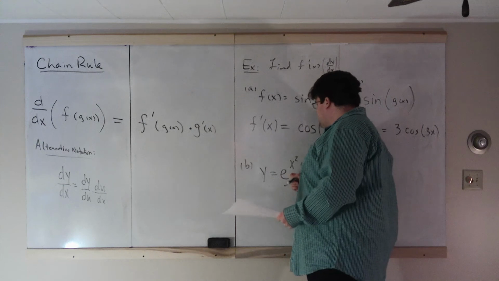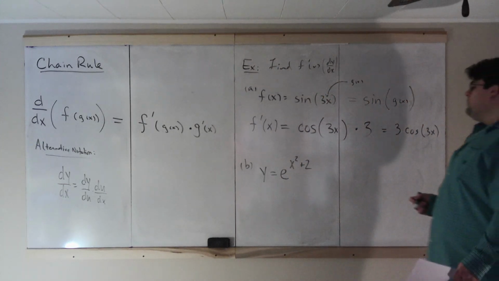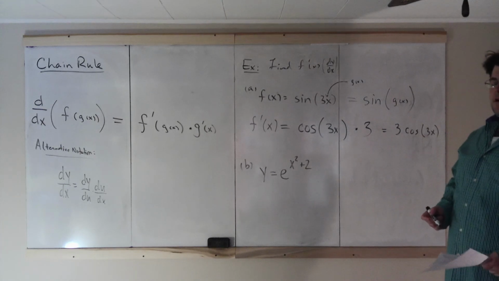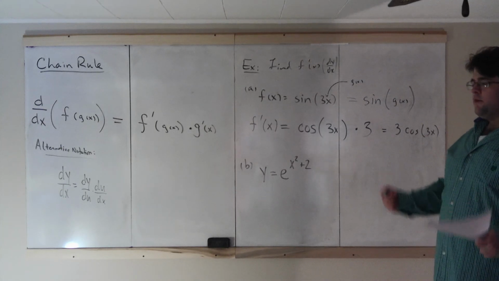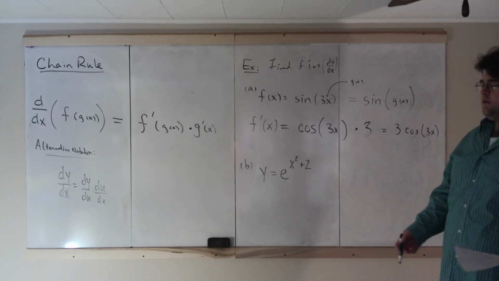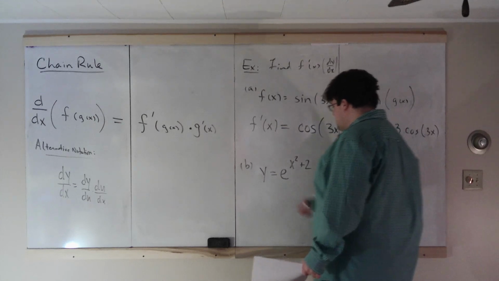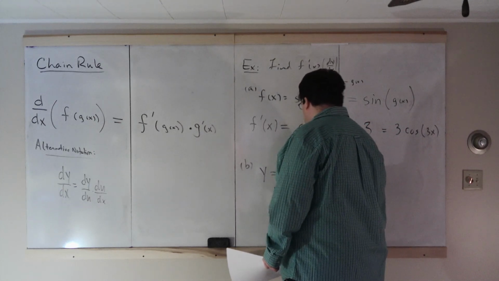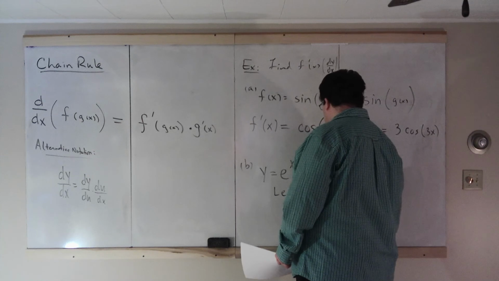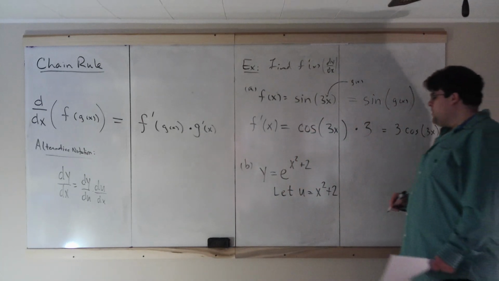Well, we'll use the second notation down here for e to the x squared plus 2. We don't have a rule for e to the x squared plus 2, but we do have a rule for e to a single variable, e to the x, for example, or in this case, e to the u. So what we're going to do is make a substitution in that exponent.